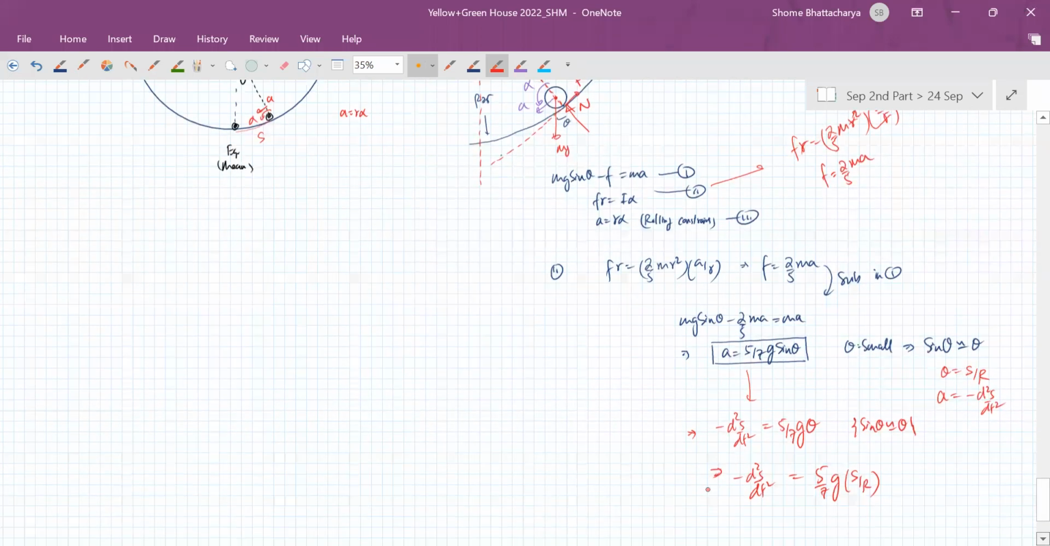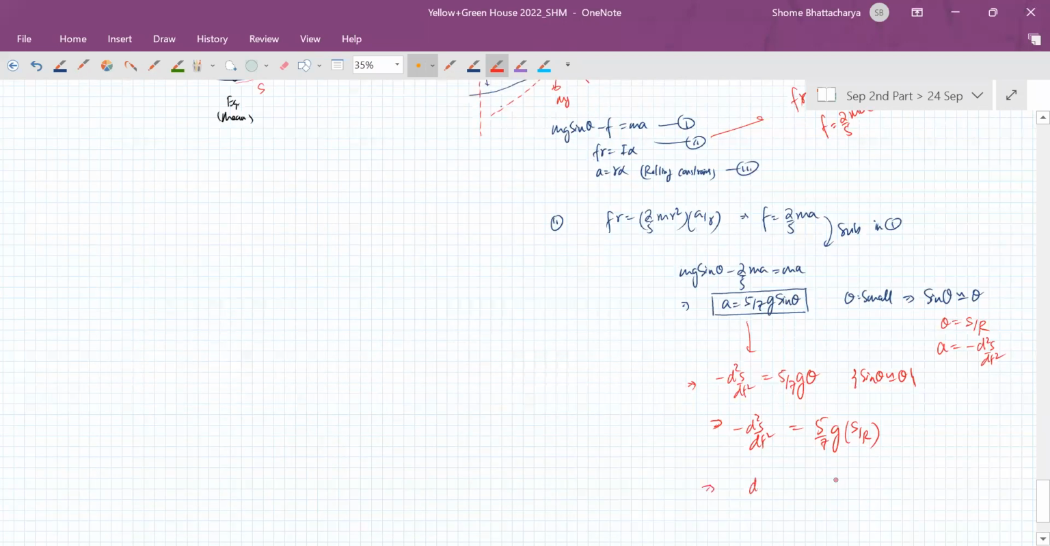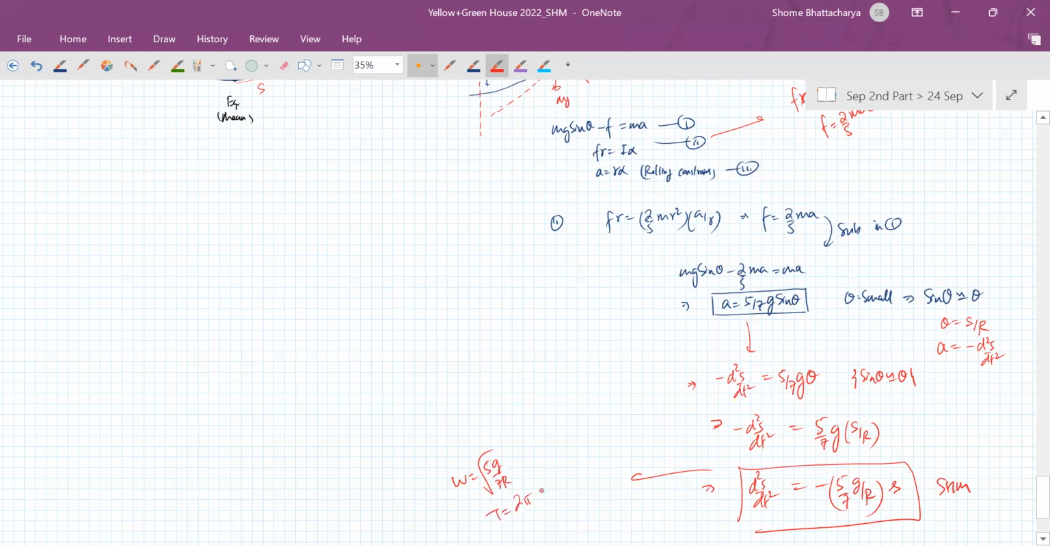So we have the relation that d2S by dt square is minus 5 by 7 g by R into S. That is the SHM equation. So omega is square root of 5g by 7R. Time period is 2 pi over omega.